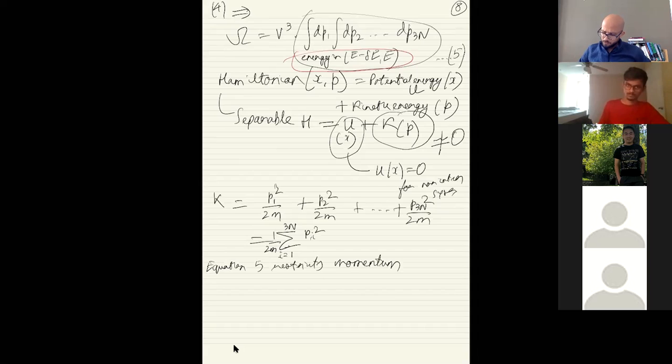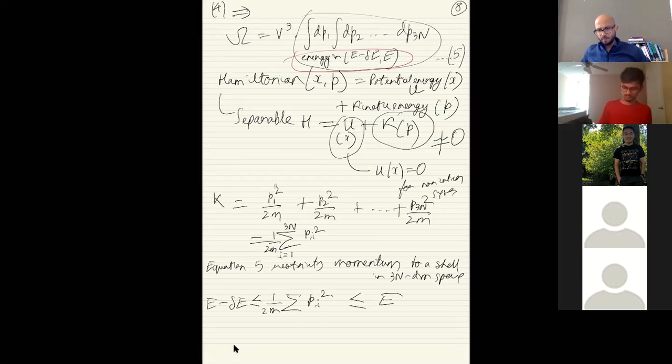So equation 5 restricts momentum to a shell in 3n dimensional space. And what is this shell defined by? You know that this energy, 1 by 2m pi square, must be less than or equal to E, but it must be more than or equal to E minus delta E, right? That's what we need to take into account.